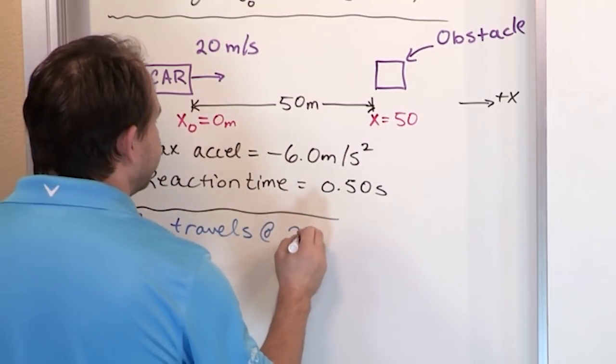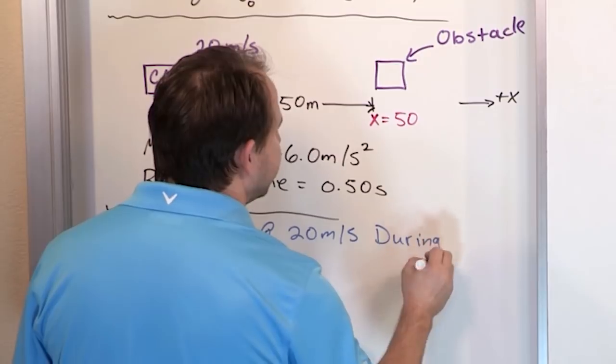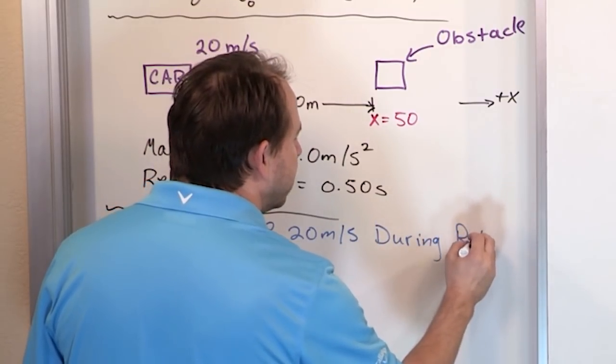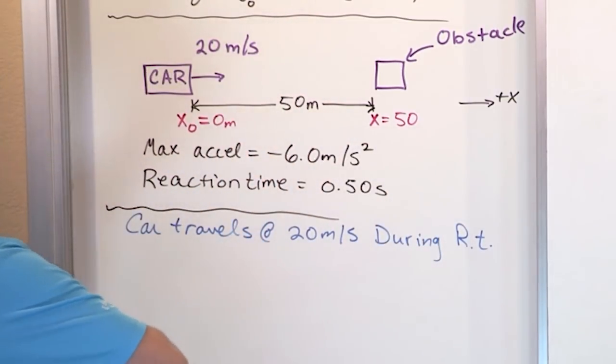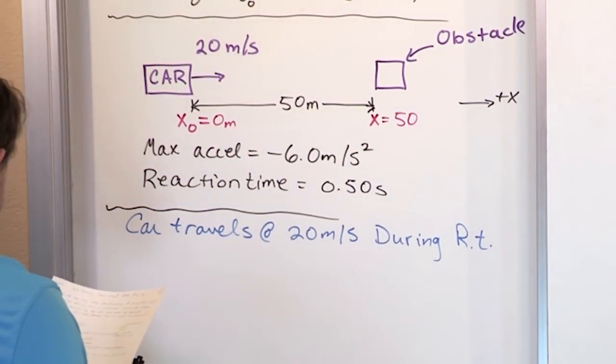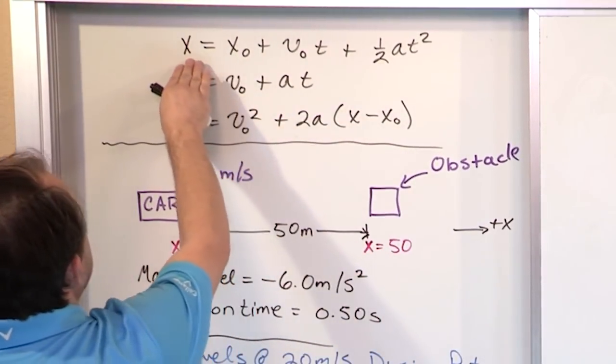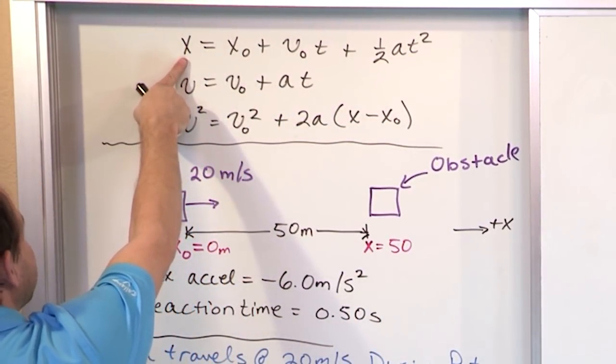at 20 meters per second during this reaction time period. And we want to figure out where the car ends up. So what equation of motion can we figure out from this? There's a lot of different choices, but we're going to look at the first equation. We want to know how far it goes down the road.